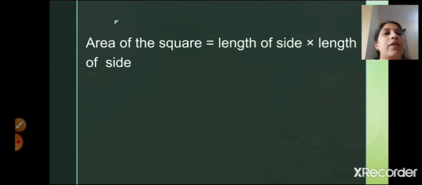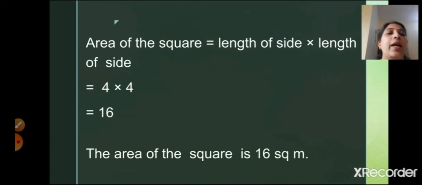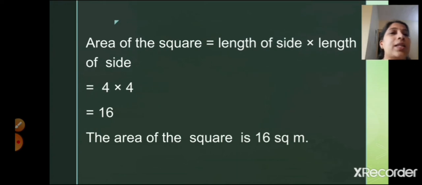So first we will find out area of the square. So what is the formula? Area of the square is equal to length of the side into length of the side. So what is the area, length of the side? 4 into 4. So what is 4 fours are? 4 fours are is 16. So you will write area of the square is 16 square meter, right?